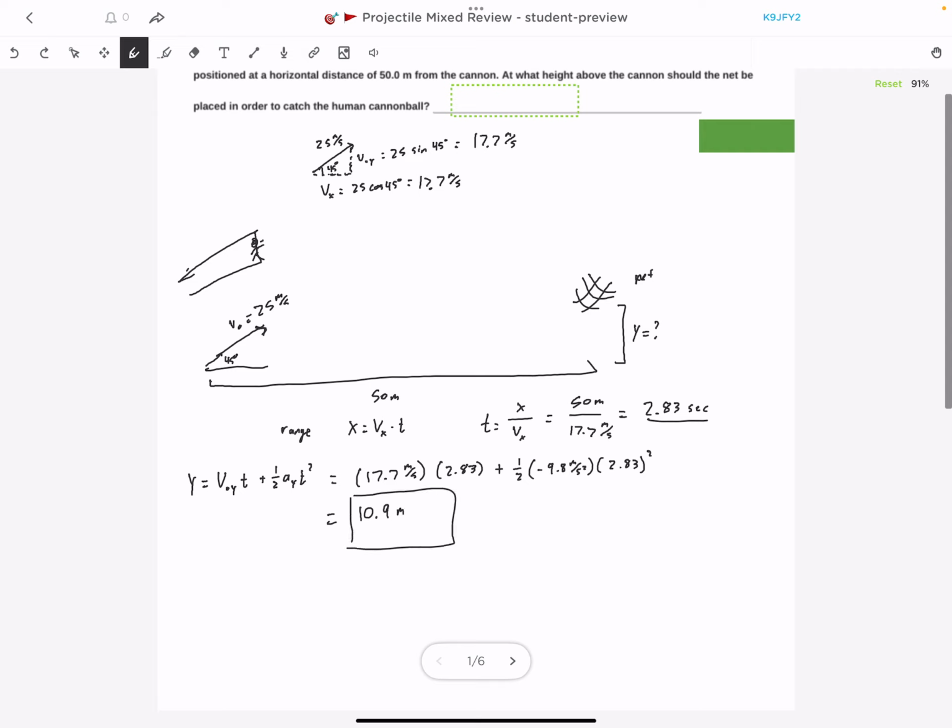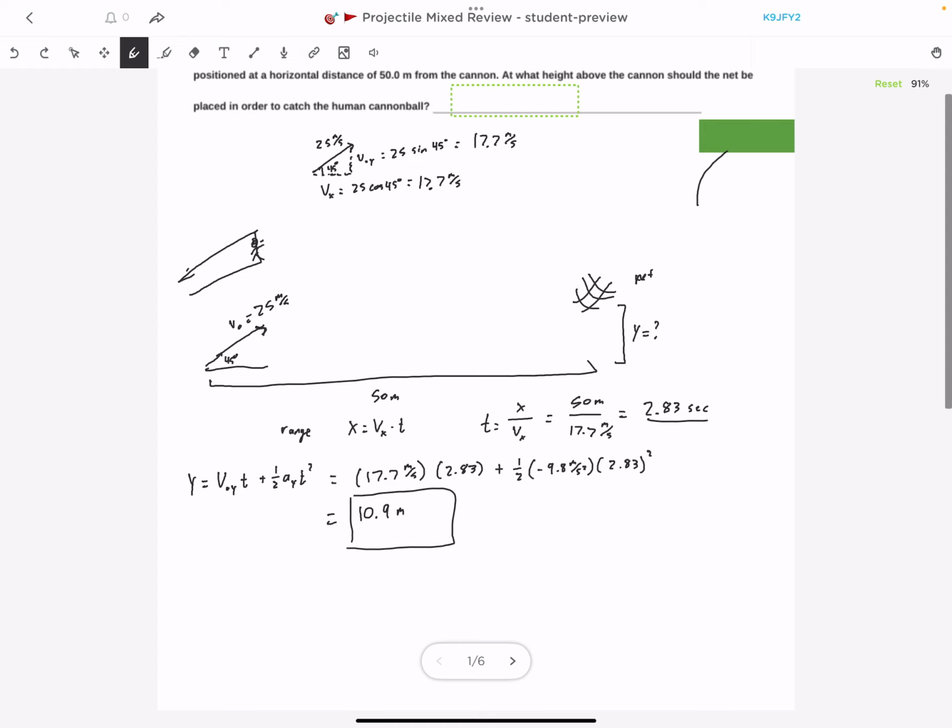That is going to be the vertical position of the human cannonball after he travels 50 meters, right? It takes him 2.83 seconds to travel 50 meters, because we looked at the horizontal velocity and calculated the time. And if he's in the air for 2.83 seconds, what's his vertical displacement after 2.83 seconds? You use the equation of motion, and we found his vertical displacement is going to be 10.9. So that's where you should put the net. If you want to catch the guy, you want to put it where his vertical position is going to be.